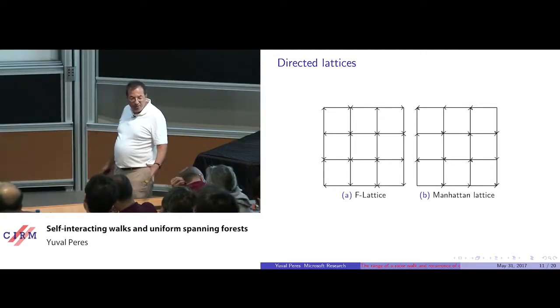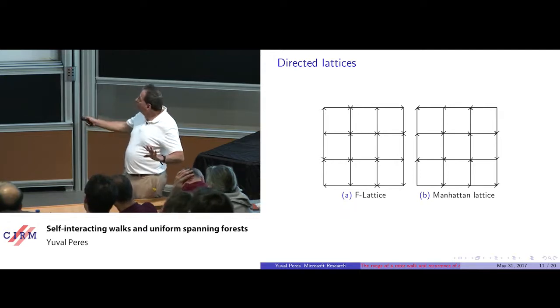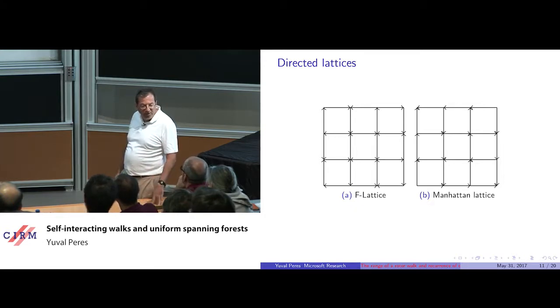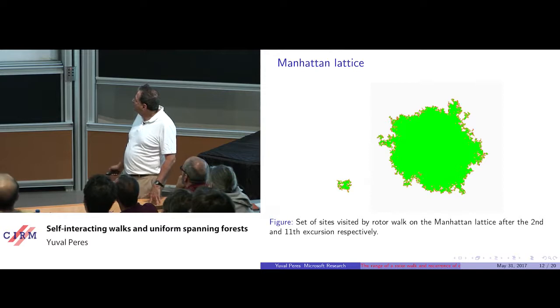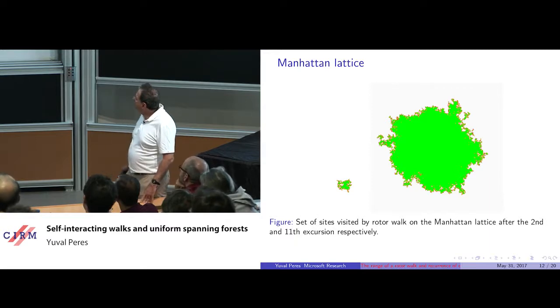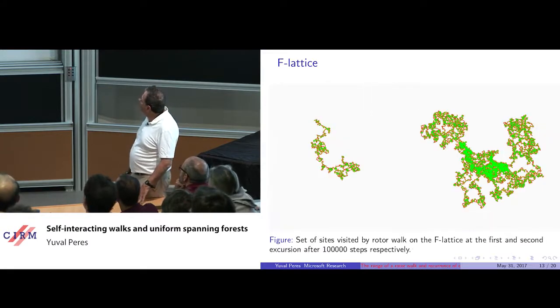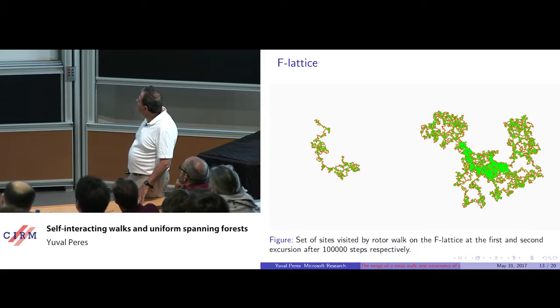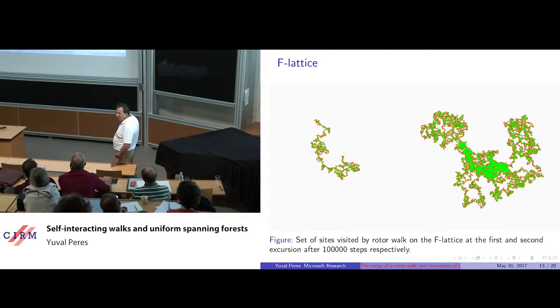But the proofs are almost identical for these two cases, while the behavior of the actual model is very different in the two cases. This is the range of the rotor walk on the Manhattan lattice after 2 to the 11 excursions. So you see this kind of blob growing. This is the behavior on the F-lattice. It is recurrent, but the growth seems to be linear. So the growth could be linear together with recurrence.